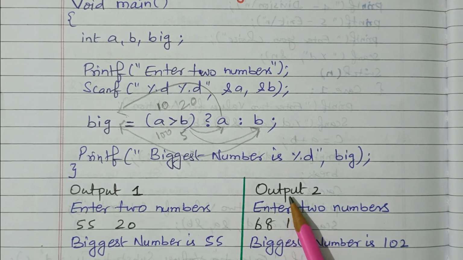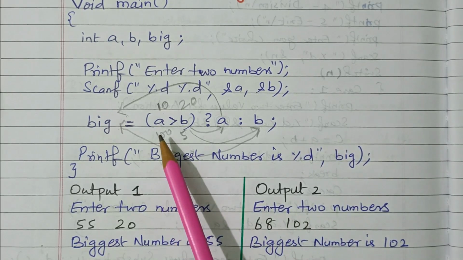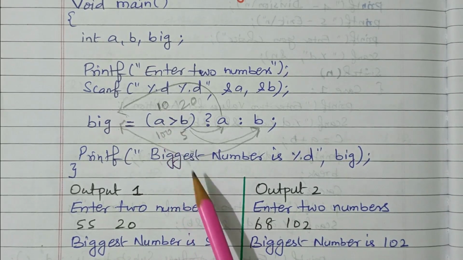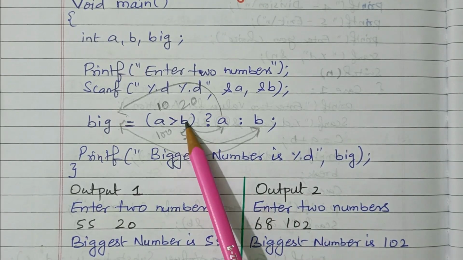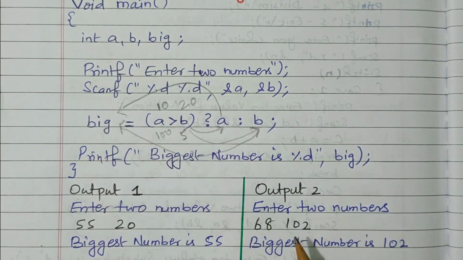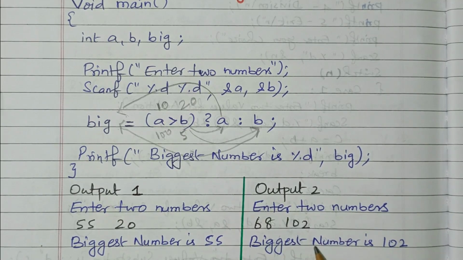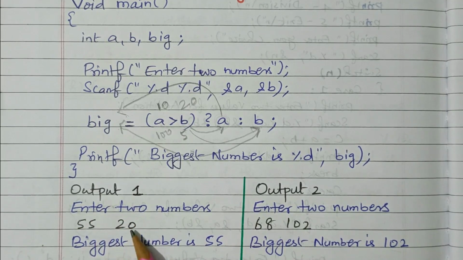Then output 2. We ask the user to enter two numbers, 68 and 102. Clearly, the second number is the biggest. We check A greater than B, which is false. A is not greater; B is greater. So it will go to the false expression, that is, B is stored in the variable big. B means 102, so 102 will be stored in big, and it will print the biggest number is 102. So we verified both cases, the true condition and the false condition.